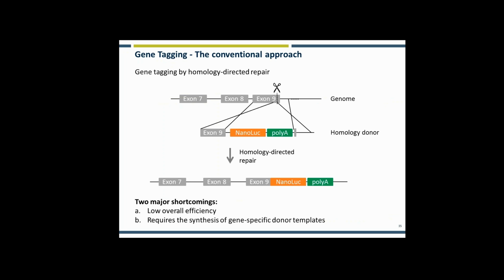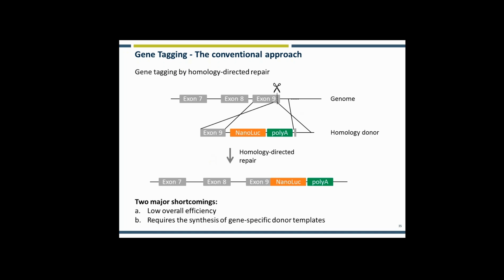Conventionally, you would do this by designing a homologous donor sequence that is your tag flanked by 2 homology arms to the specific site into which you want to integrate your tag. You then introduce your cut, and in some instances you'll get integration of your tag at that site. Now, the downside to doing this is first of all, it's relatively low efficiency, and further to this, every single targeting experiment that you want to do will require a specific donor template to be synthesized.